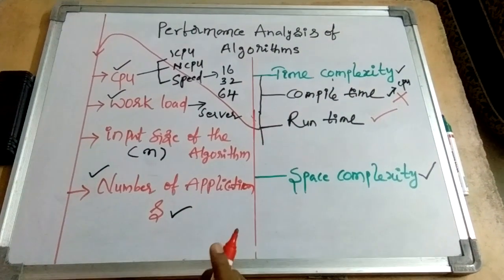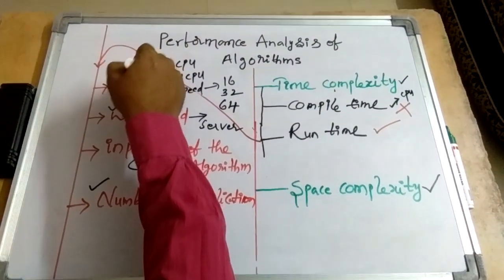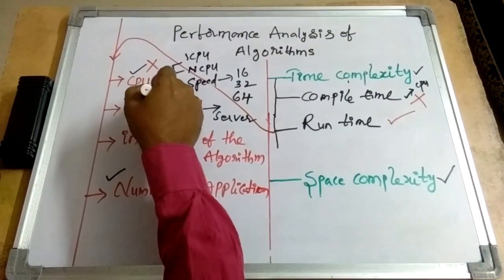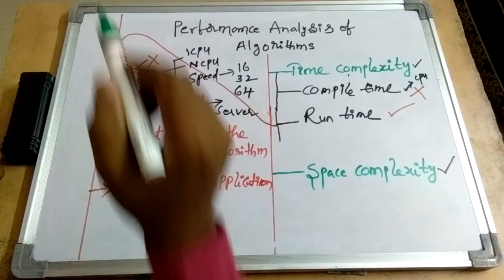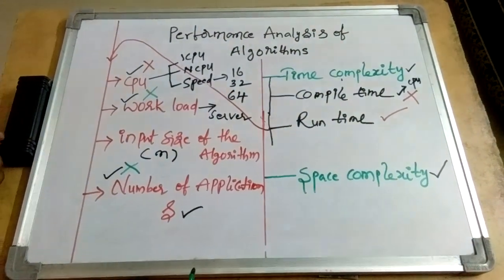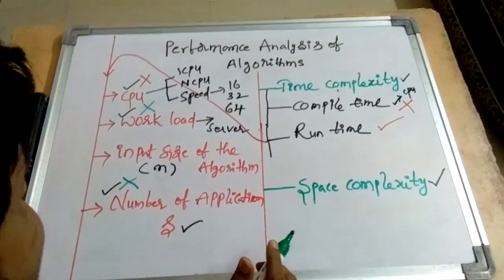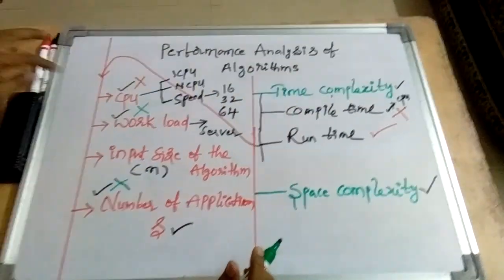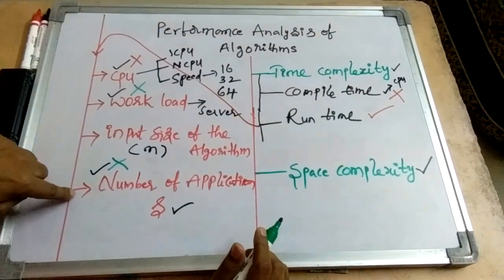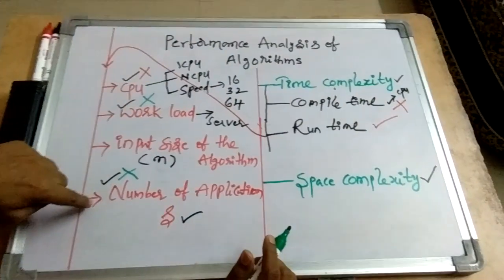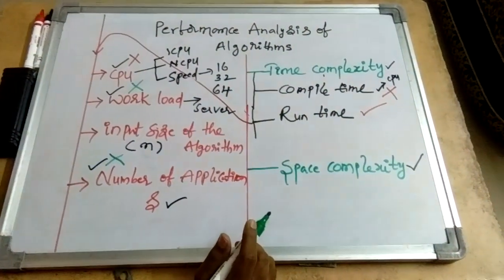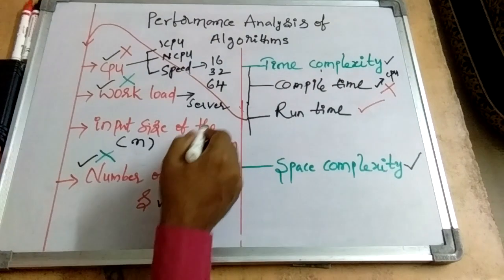Now what we have done is, instead of going for what type of CPU he or she is using, or what is the type of system, or what is the workload on the system, we won't consider them, and the number of applications also we won't consider. We want the time complexity of an algorithm to be independent of the CPU you are using, the workload on the system, and also the number of applications getting executed parallelly along with your algorithm. So we want our time complexity independent of these three.